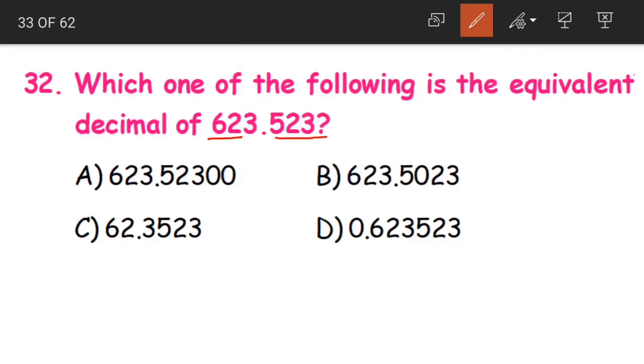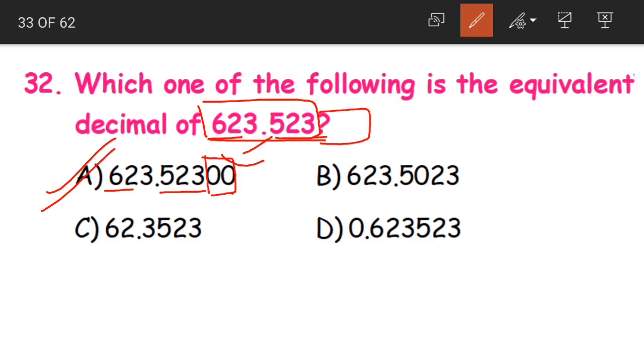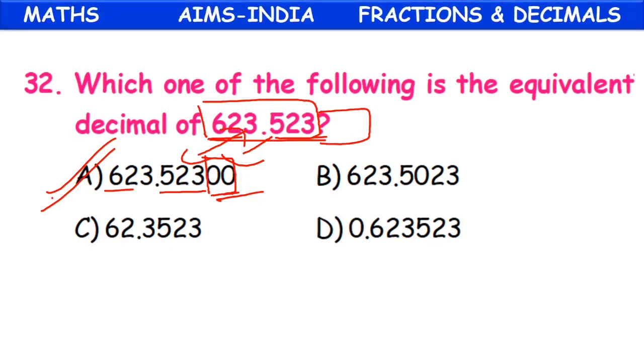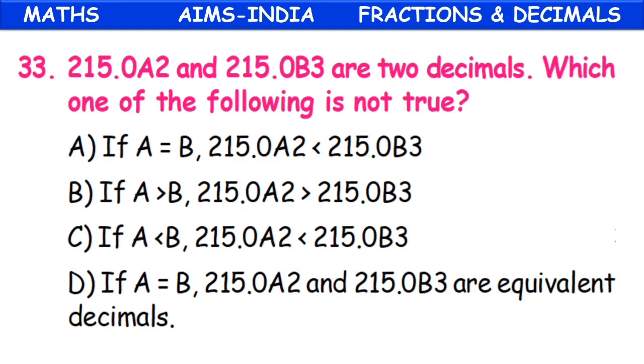So for the given decimal number 623.523, which will be the equivalent decimal? Option A. See, all the numbers are the same, 623.523. They have just added 2 zeros to the right side of the decimal part. Just now as we have discussed, the right side of the decimal part, even though we have zeros, the value will not be changed children. The value will be equal. Yes, so option A becomes our correct answer. Next question 33.